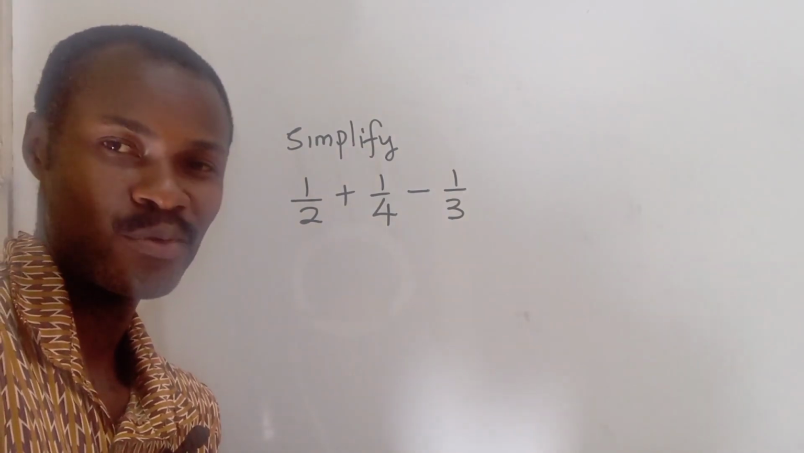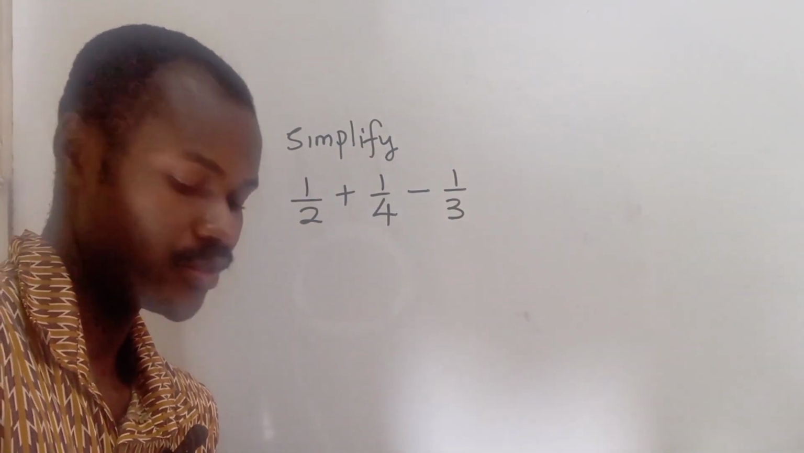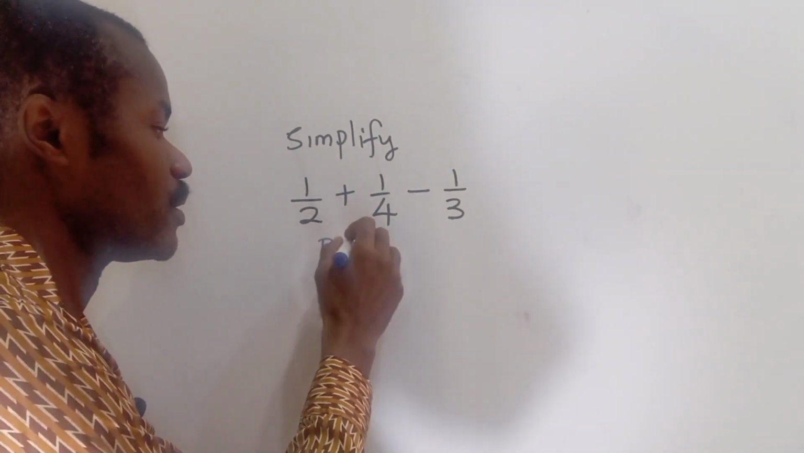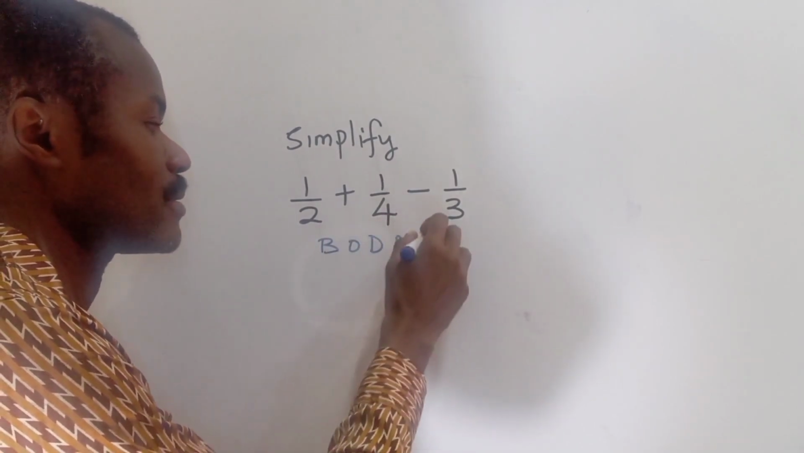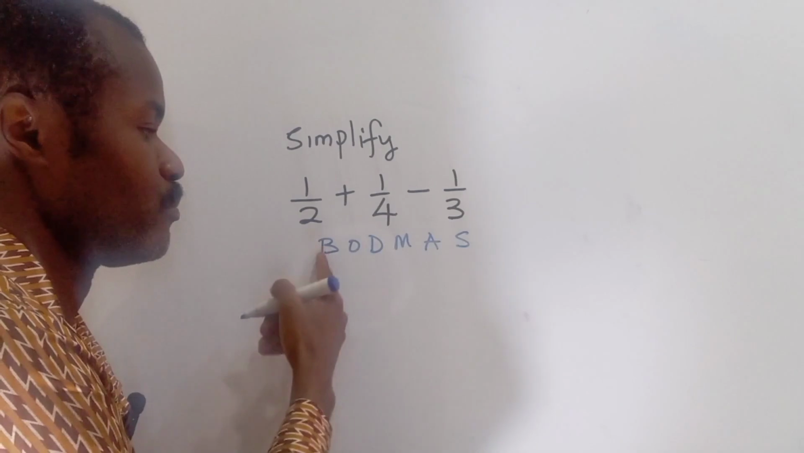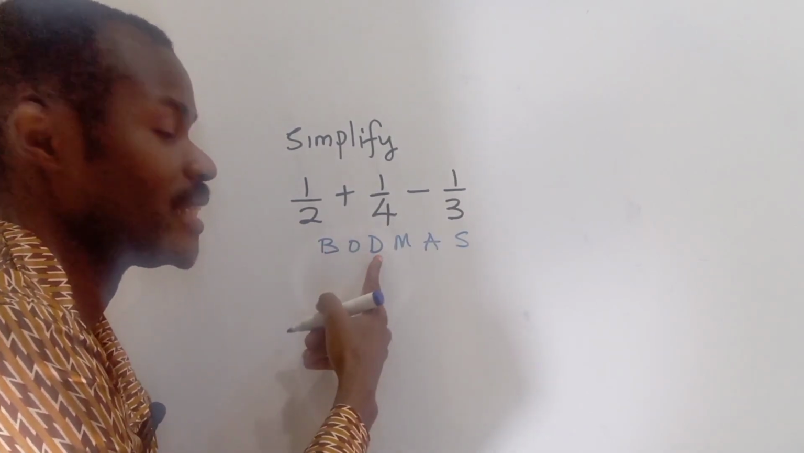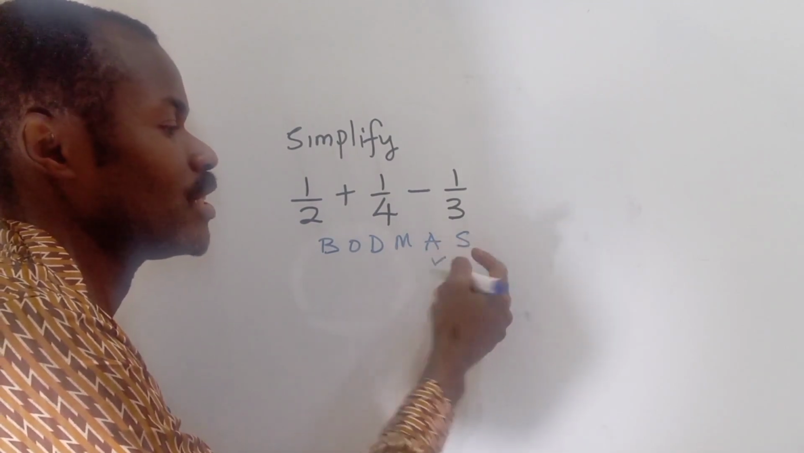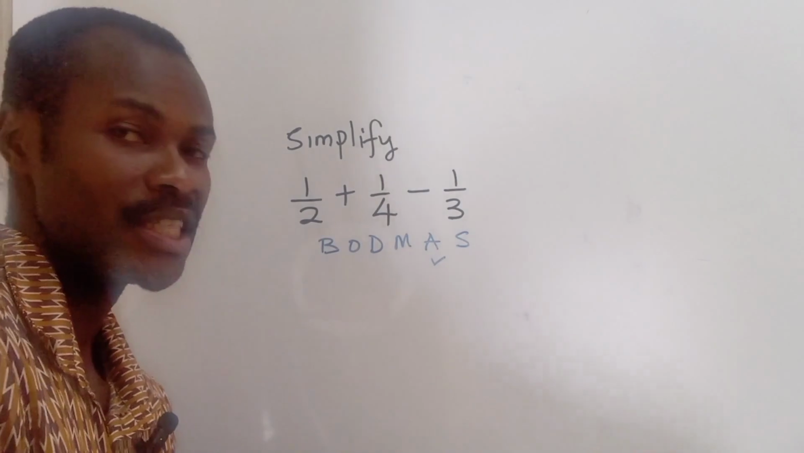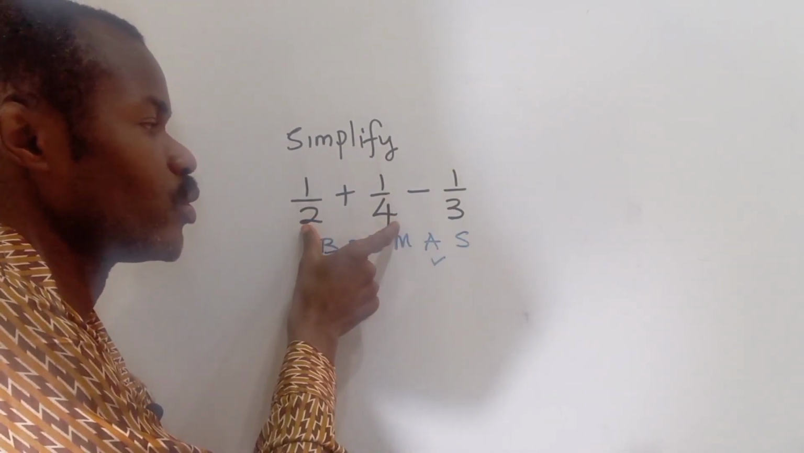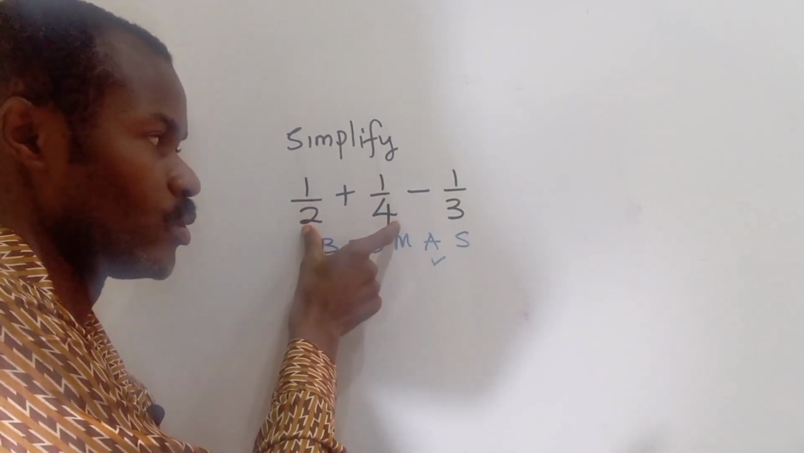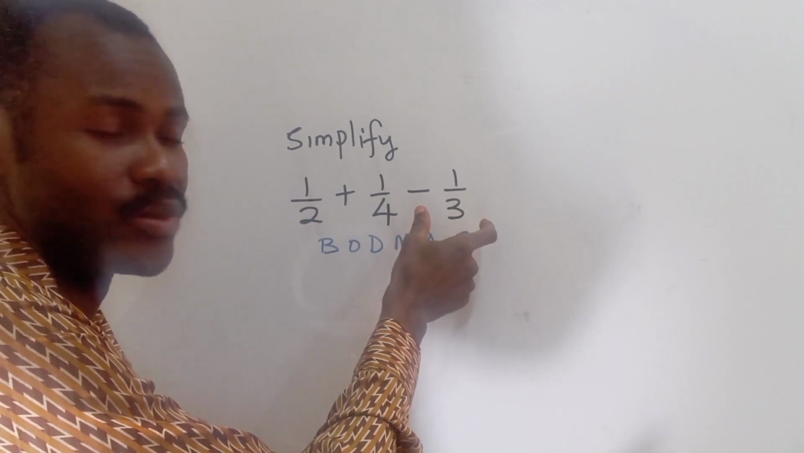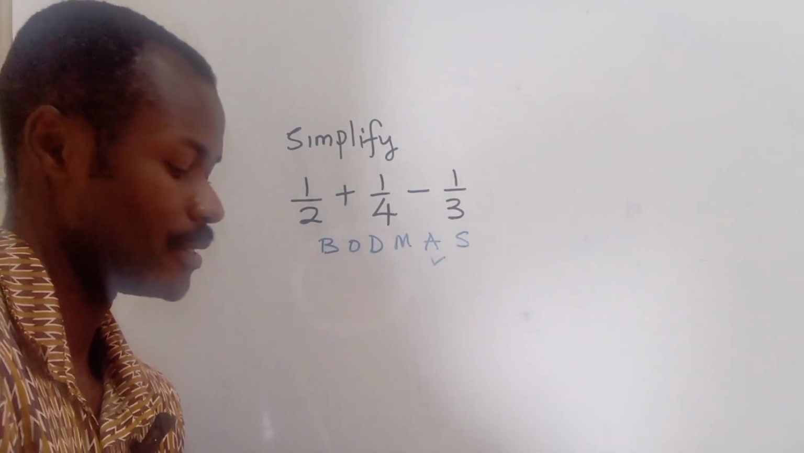So let's look at this simple problem on fractions. I want to apply the rule of BODMAS. B is for bracket, O is for order, D is for division, M is for multiplication. So we have addition before subtraction. What that means is you want to solve your addition part, and whatever you get here, you use that to solve the subtraction part.